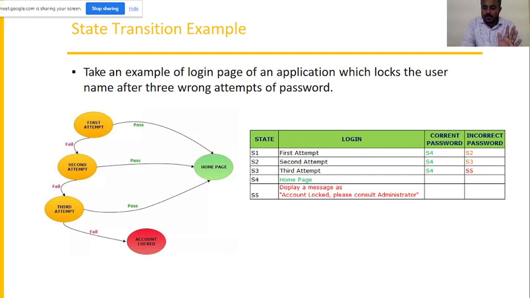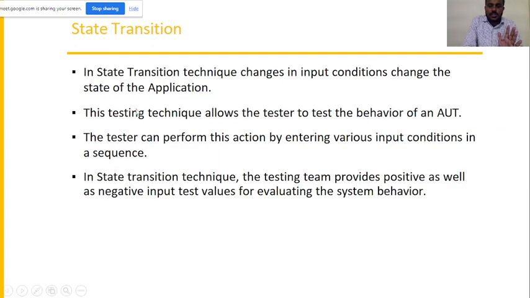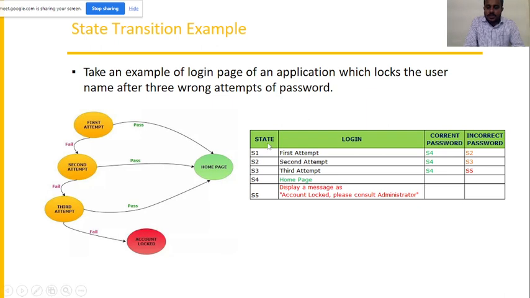Please remember. So, read this first point, Pooja and Manasa. In state transition technique, changes in input condition change the state of the application. Here you see. The correct password we entered, so the state of the application changed from S1 to S4. It got changed.